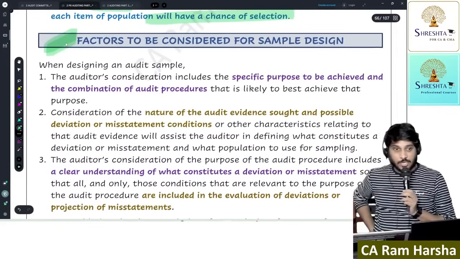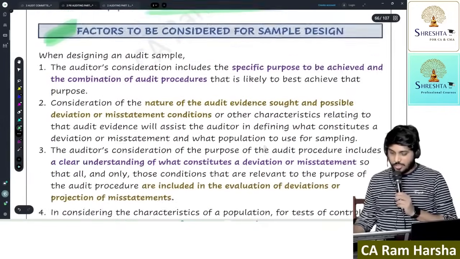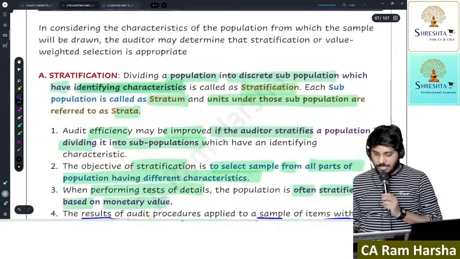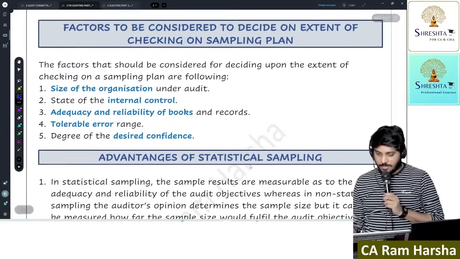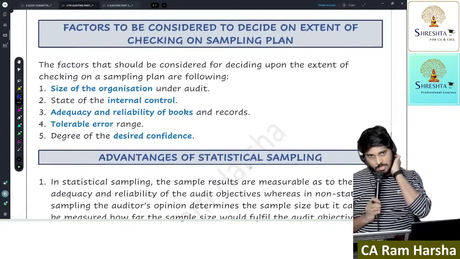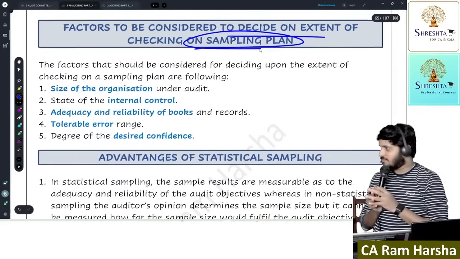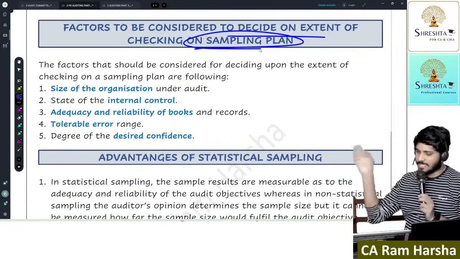What are the factors that you have to consider for sample design? If they ask you this, please read it from the main material. Don't miss this. Wherever I told you to read from the main material or ICA material, please go through that. Now, first of all, can I consider a sampling plan? Can I go with sampling or not?